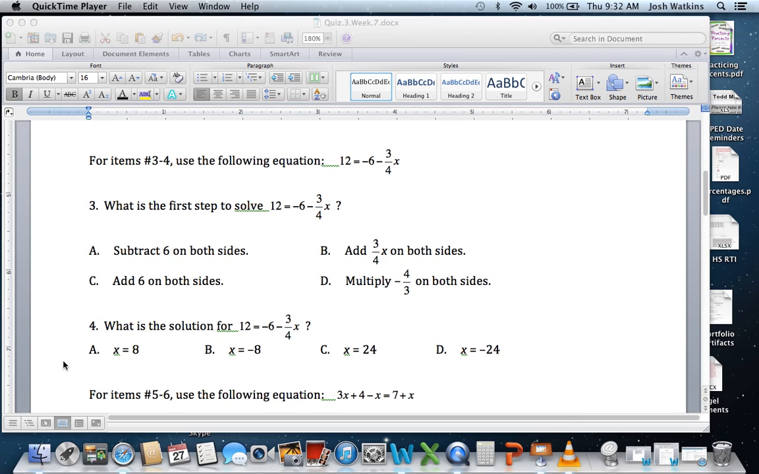For number 4, what is the solution for 12 equals negative 6 minus 3/4 x? So you're going to find the solution for that equation. And remember, figure out if it's a 1 or 2 step equation, then solve.